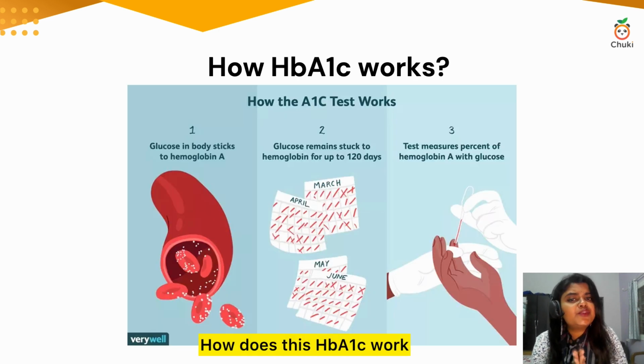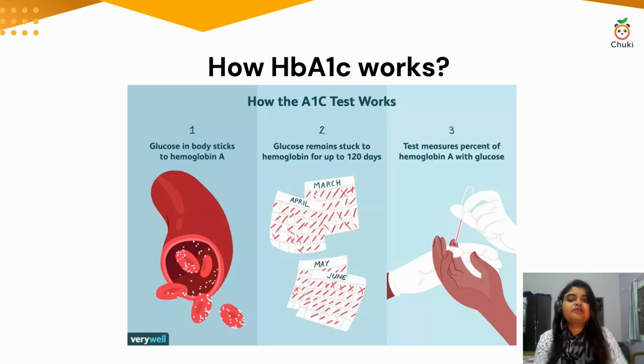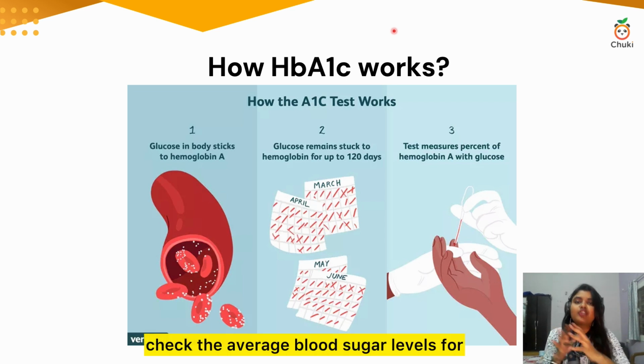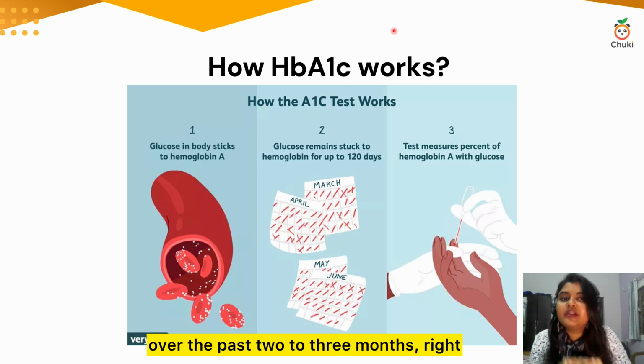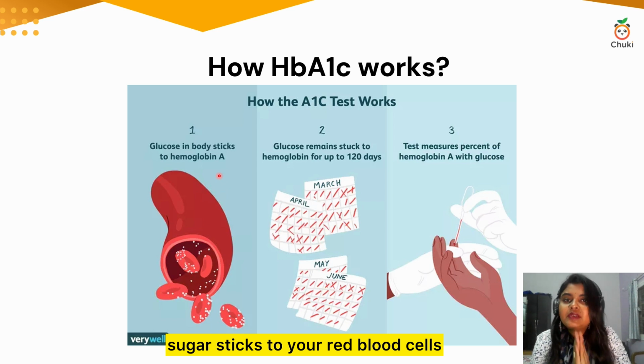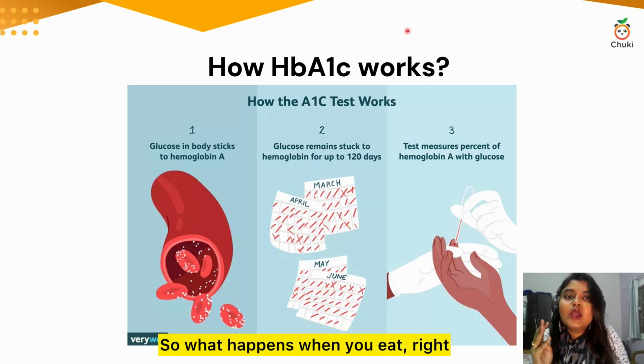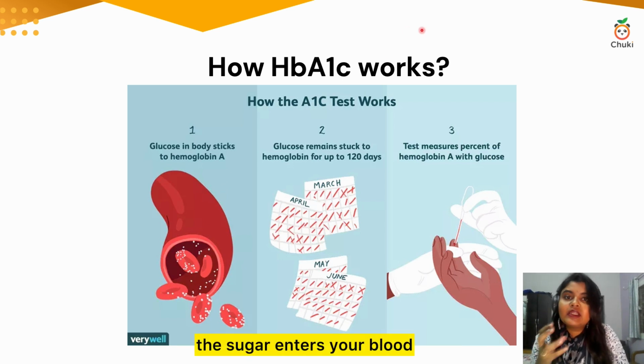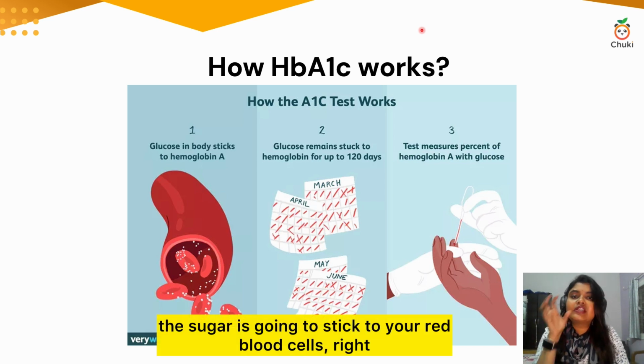How does this HbA1c work? As we know, HbA1c is going to help you check the average blood sugar levels over the past 2 to 3 months. So the first step here: sugar sticks to your red blood cells. What happens when you eat? The sugar enters your blood. The sugar is going to stick to your red blood cells, right?